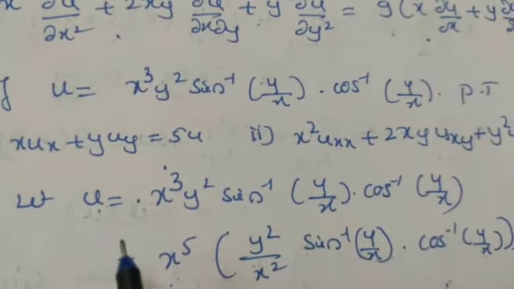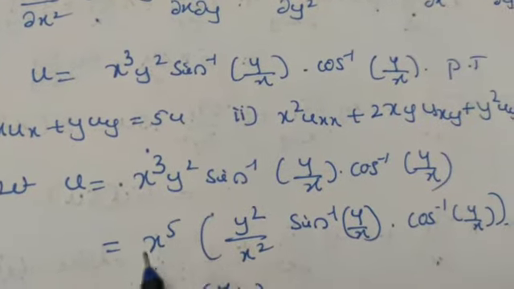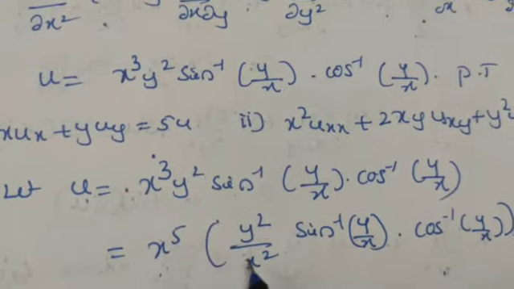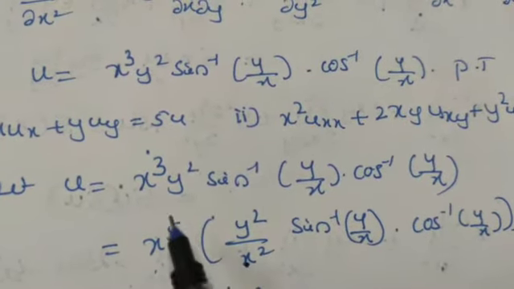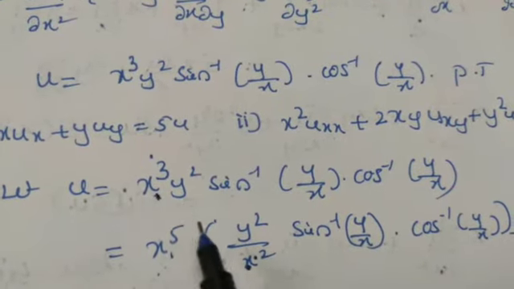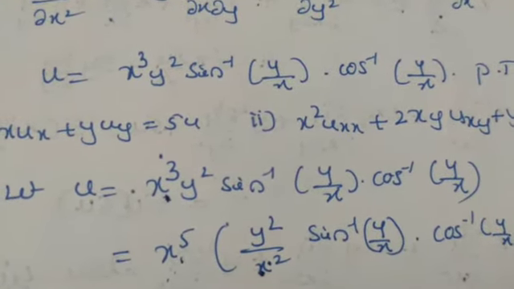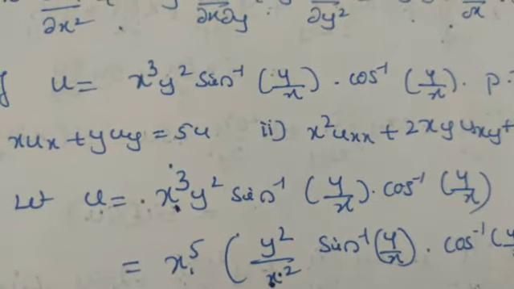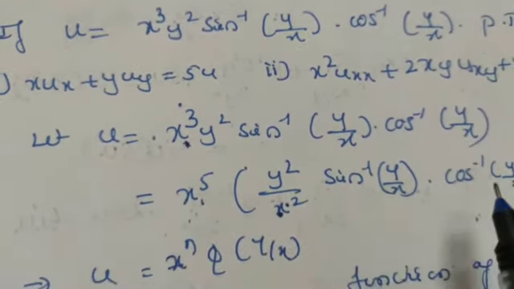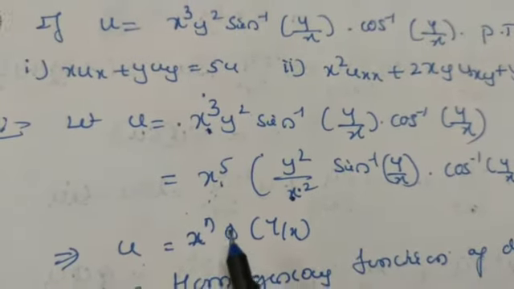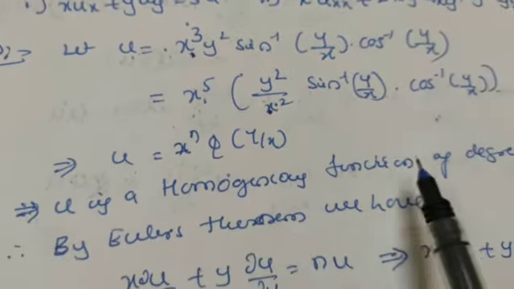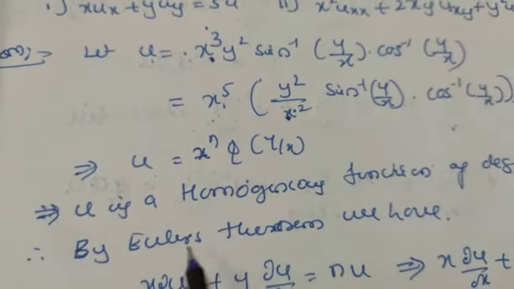Let us take u as it is, and here we have y square. Definitely we need x square in the denominator, so multiplying and dividing by x square, you will get x raised to 5 into y square by x square, and the remaining term as it is, sin inverse y by x into cos inverse y by x. So it is again in the form of x raised to n phi of y by x. So u is a homogeneous function of degree n equals 5.